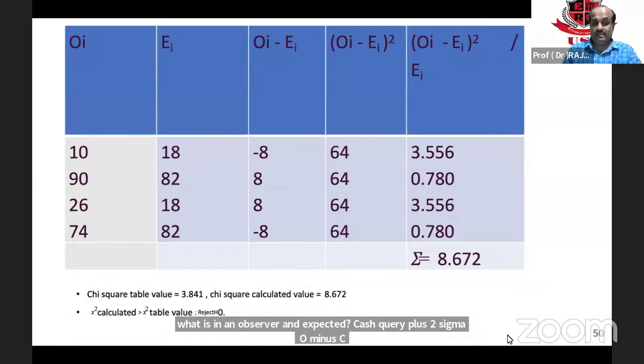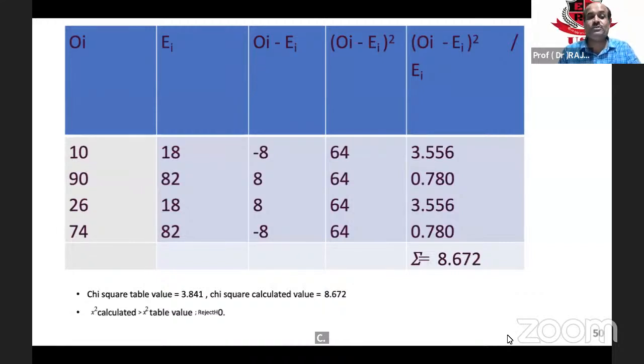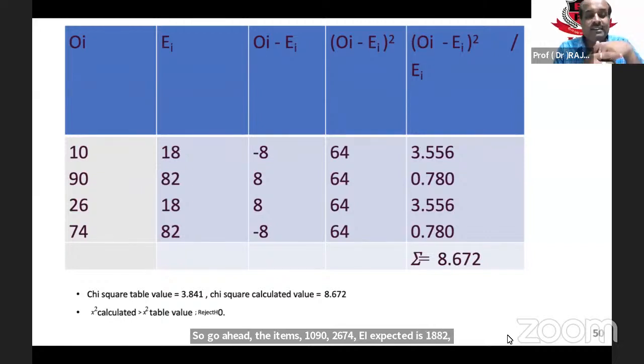The observed values are 10, 90, 26, 74, and the expected are 18, 82, 18, 82. We take O minus E, then square it, and then sum. The chi-square table value is 3.841 and the calculated value is 8.672. So the calculated value is more than the table value, so we are rejecting the null hypothesis, rejecting H0.